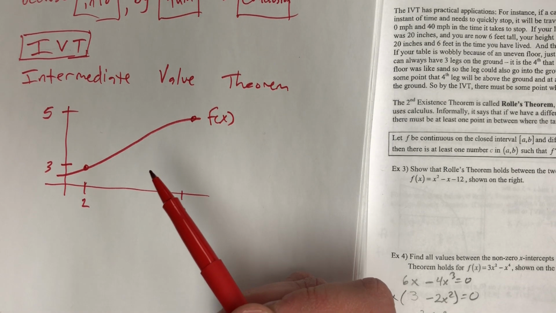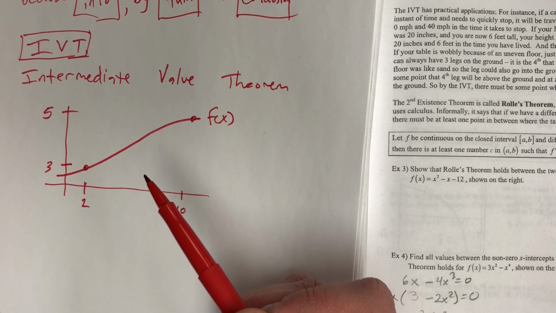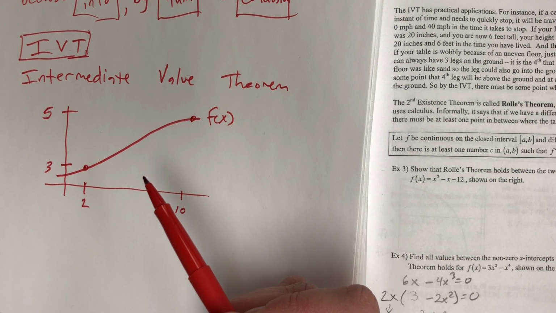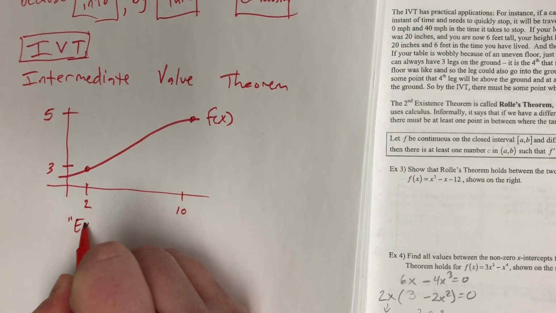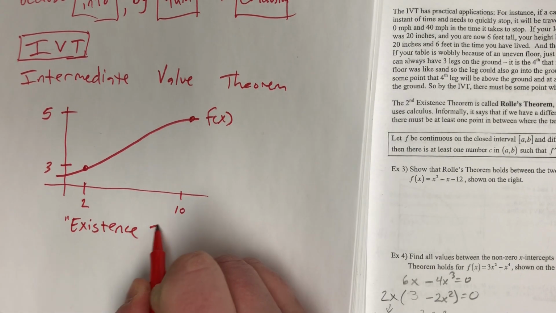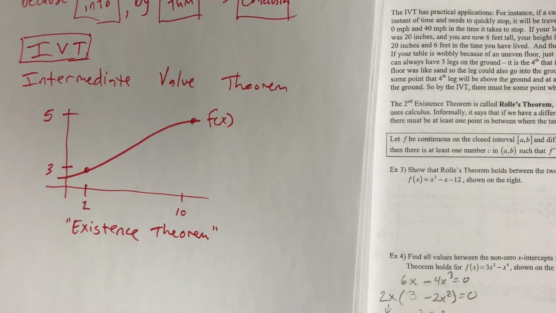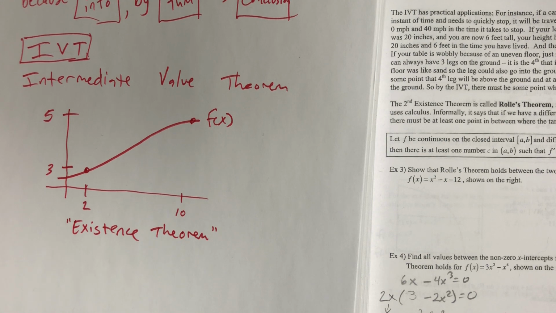Here's maybe the question you might expect from here: when does it equal 4? I don't care. Intermediate value theorem does not care when it happens specifically, it just cares that it happens. That makes this an existence theorem. Once you get into college level math, existence theorems are really big, because the whole idea of mathematics is to be able to prove or show that something's true.